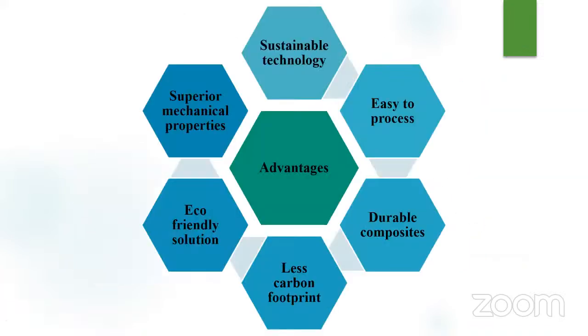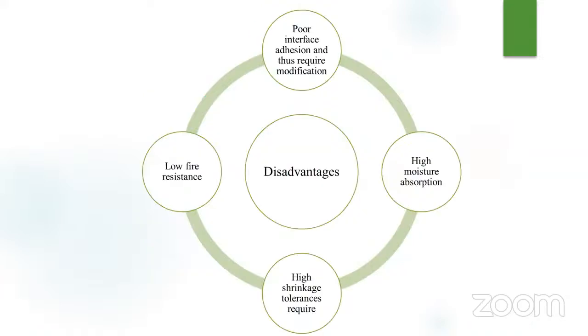Okay, so the advantages. These are sustainable technologies which are easy to process. Durable composites are manufactured, with less carbon footprint. The mechanical properties are superior in the case of composites. As I have mentioned, composites have a higher strength to weight ratio, and these are eco-friendly solutions.